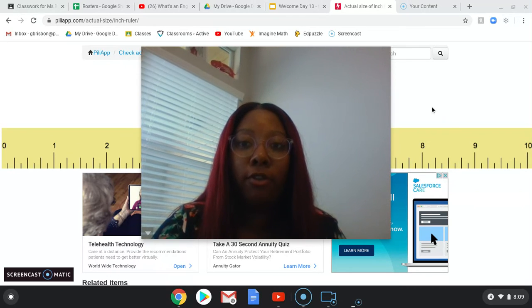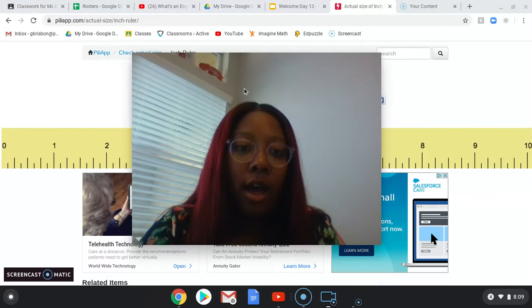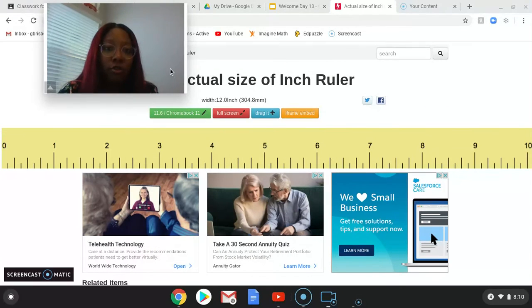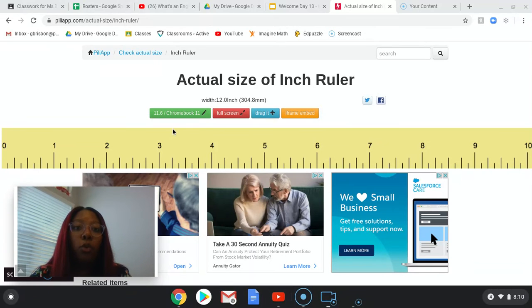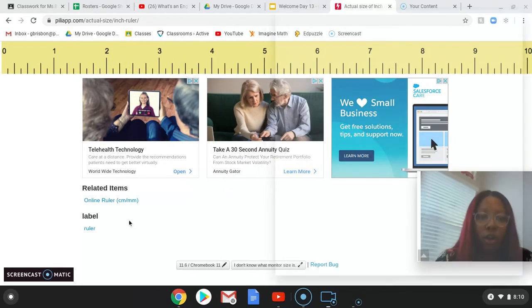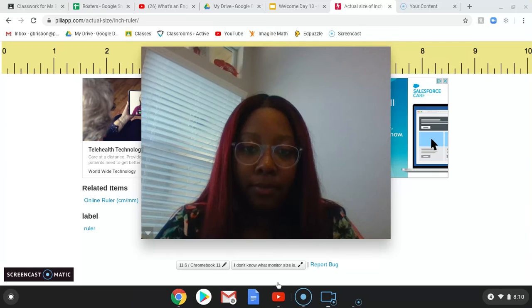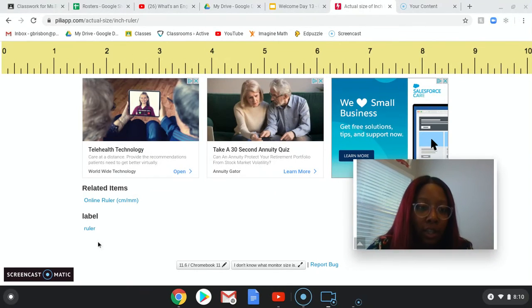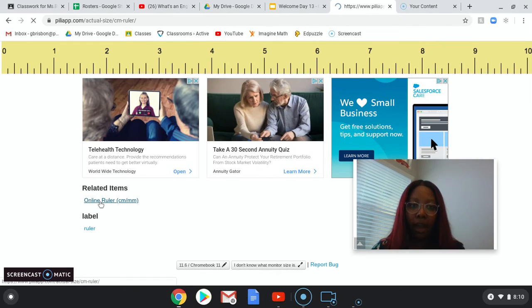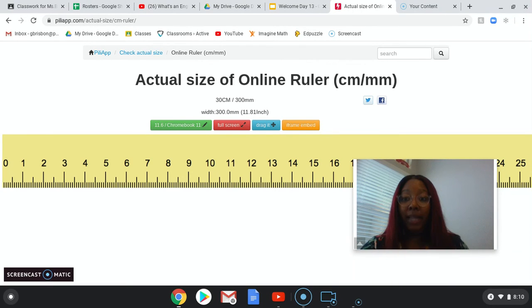And really quickly before we move on, I want to show you the ruler site. Like I said in the welcome video, when it comes up, you want to put yes that you do have a Chromebook 11. And this is inches right here. But if you go to the bottom, sorry, I'm all over the place on the screen. If you go to the bottom right here, it says related items. If you hit online ruler CMMM, this will give you centimeters and millimeters, okay?